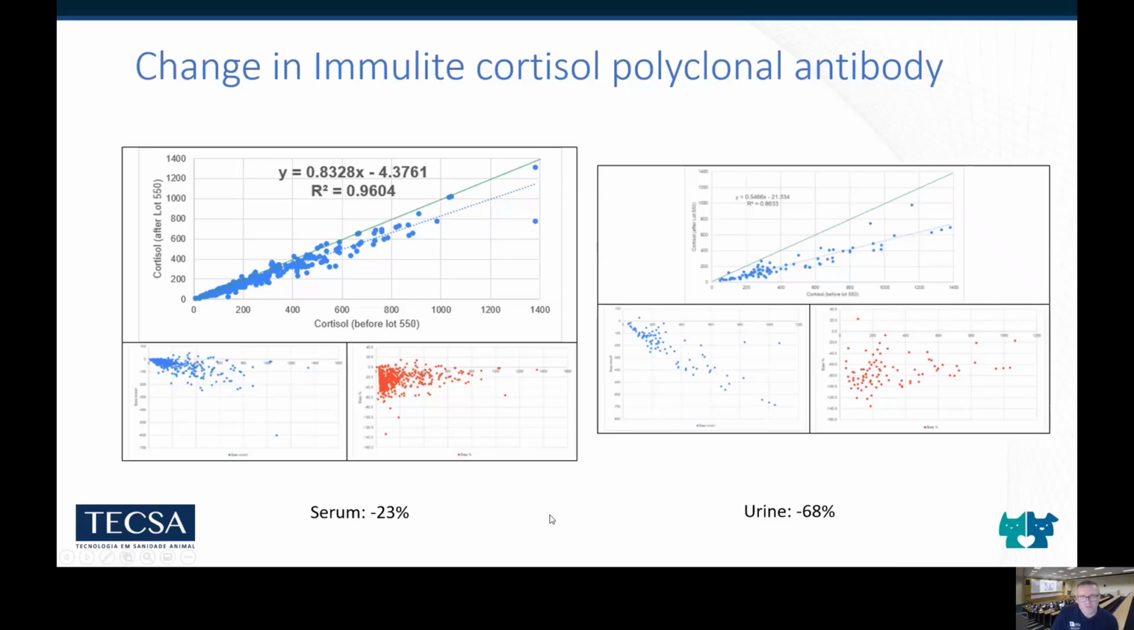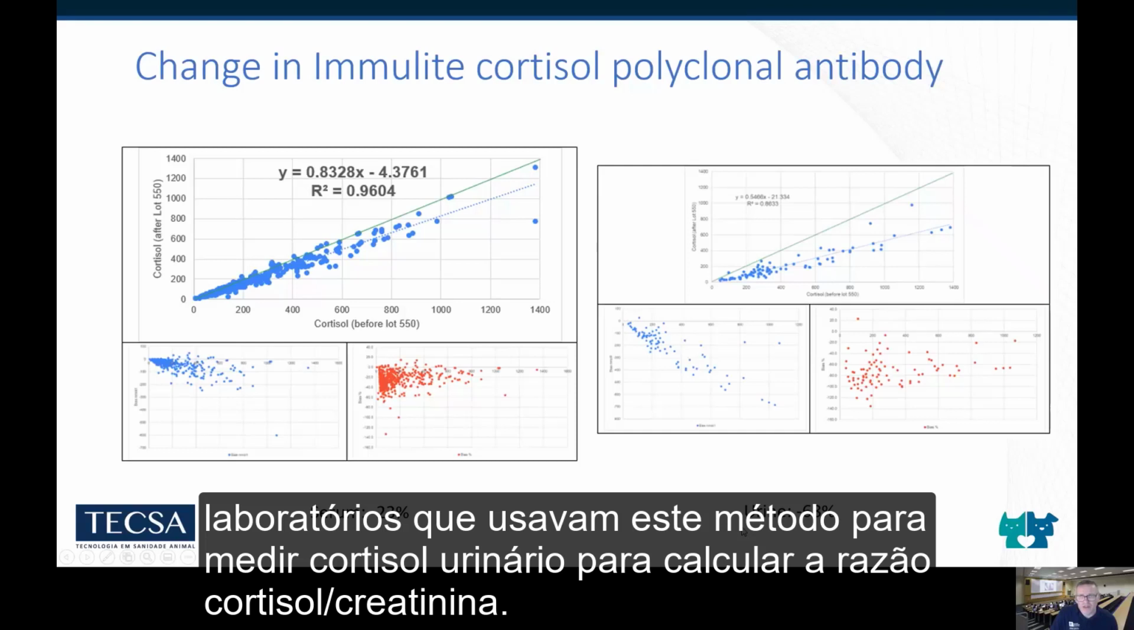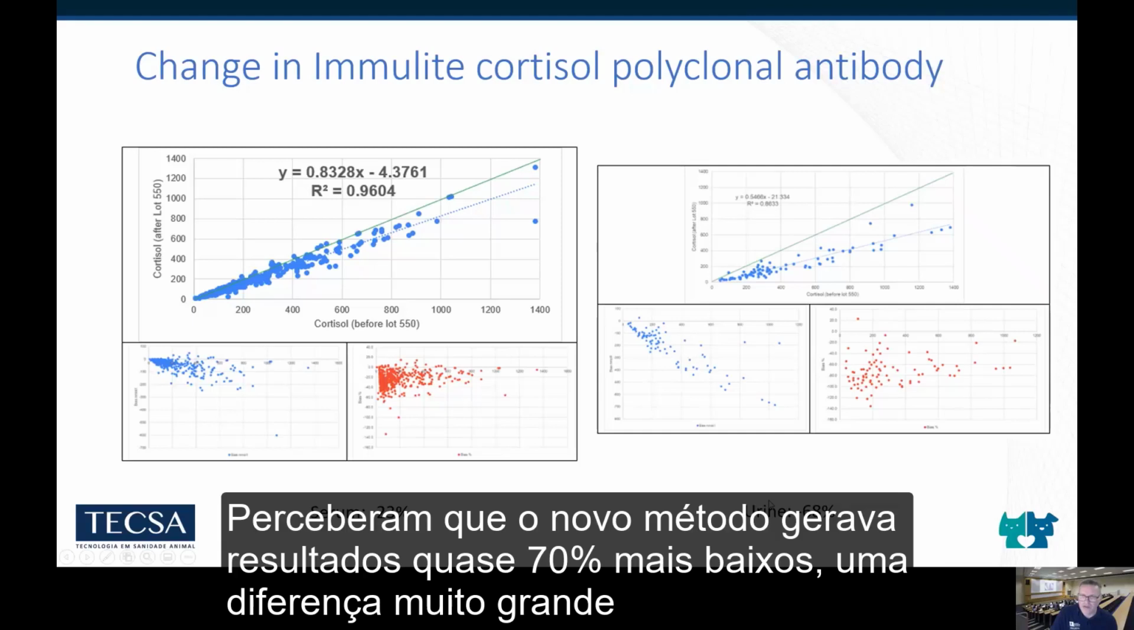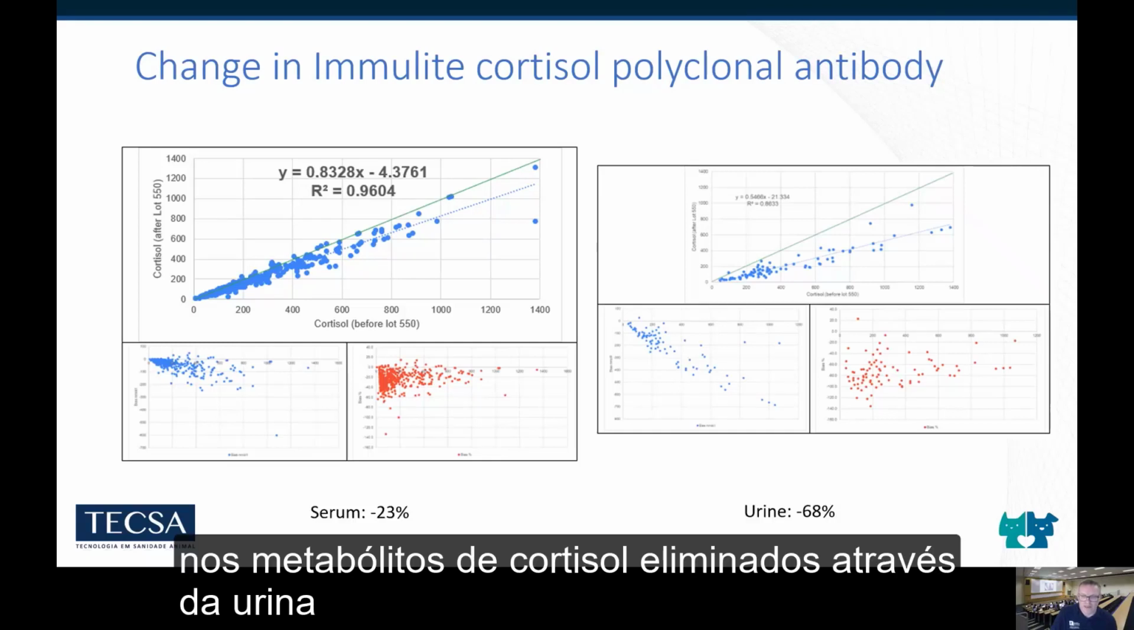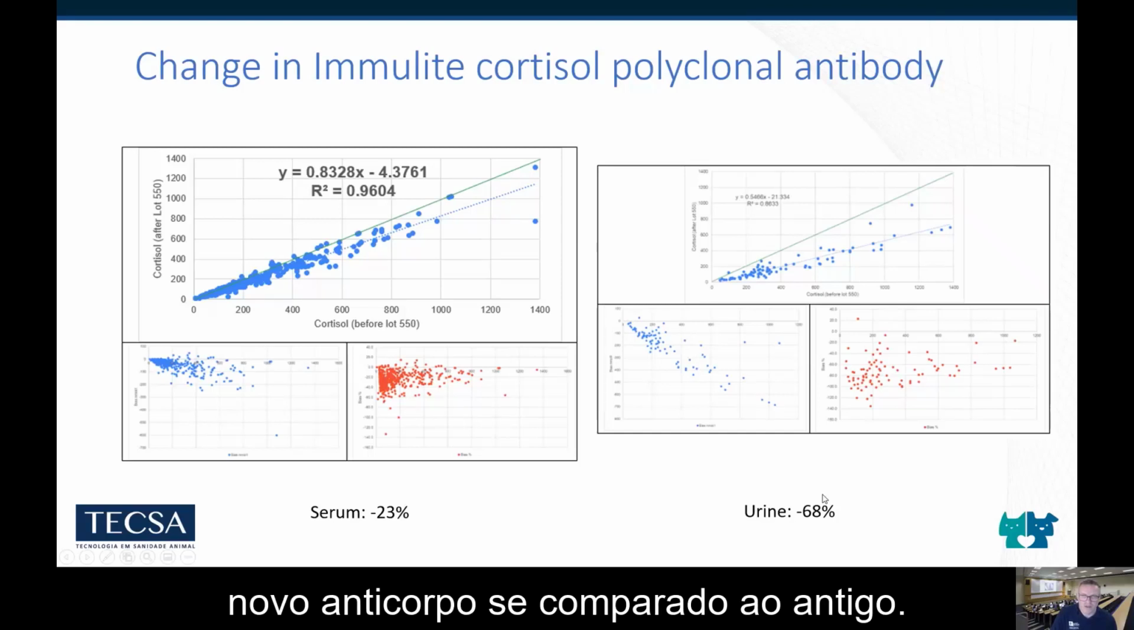It became a problem. Interestingly, there was a very big difference. Some labs had been using this method to measure urine cortisol for urine cortisol creatinine ratios, and they discovered that when they shifted to the new method, the results fell by almost 70%. So a very big difference in the cortisol metabolites that were coming out in urine that this new antibody picked up compared to the old one.